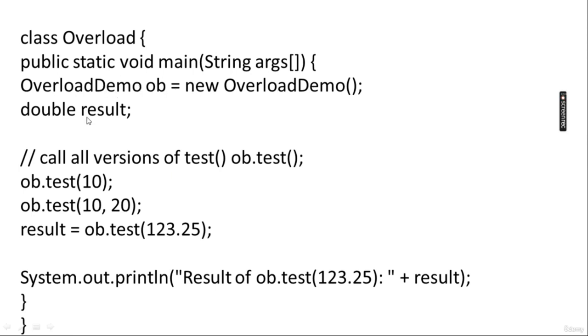The OverloadDemo object has been created, then double result, so I will store the result. ob.test is the first call, to the first method. Then ob.test with one argument calls the second method. ob.test(10, 20) calls the third method, and the last one is ob.test(123.25). It returns a double, so the result is stored into double result, and this result is printed.